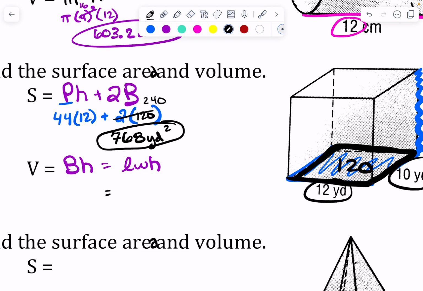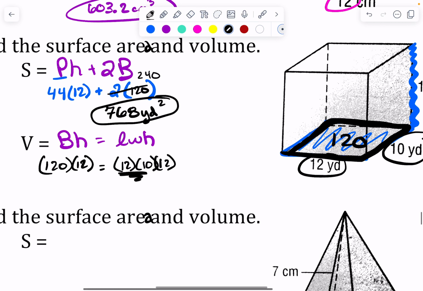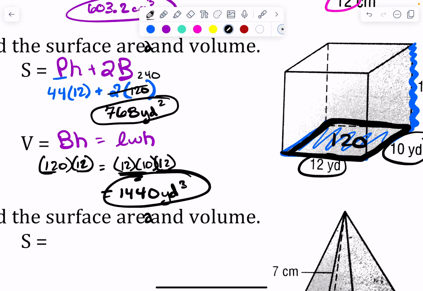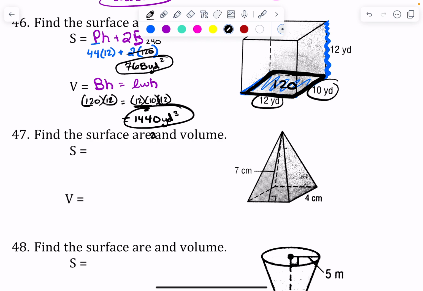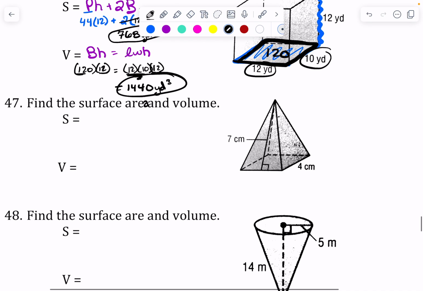All right. This one is capital B times H, which capital B was 120, times the height, which is 12, or you could do length times width times height. So 12 times 10 times 12. That's where we get the 120 from. And that is, I know that 12 times 12 is 144, but then I add a 0. So that's 1,440, and that's in yards cubed. Okay? All right. It would not be a bad idea to make sure that you know how to type this stuff in, so be careful. Like, practice doing that, all right?